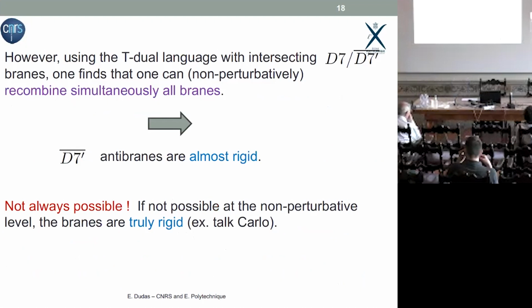In this case, however, using a T-dual language, in a non-perturbative way, even if you don't have the corresponding deformations, if you take all the branes and use the language of intersecting branes, you can take the sum of all of them, and it corresponds to so-called bulk cycles. So you could, in principle, recombine everything, but not in a perturbative way. But even this step is not always possible. Carlo will give you a more complicated example, still in 6 dimensions, and he'll make some comments about 4 dimensions in which, at the non-perturbative level, the branes are truly rigid. Some branes are truly rigid, even non-perturbatively, you cannot recombine. You just cannot.